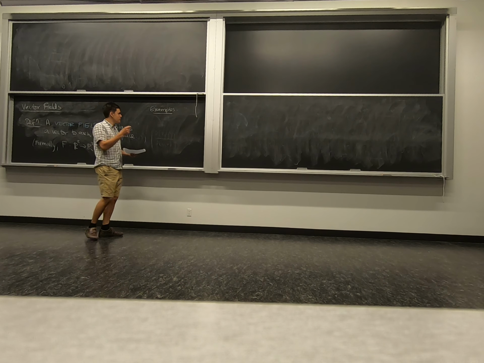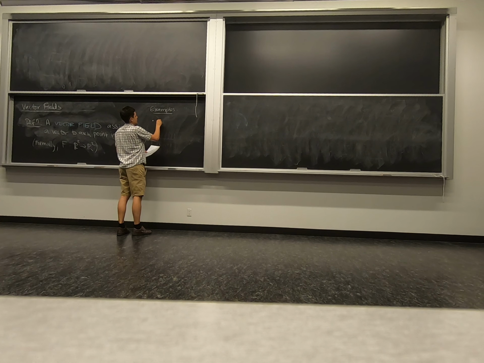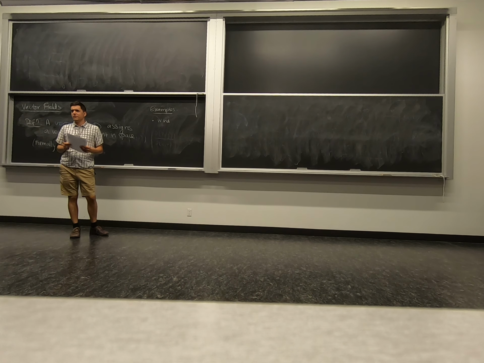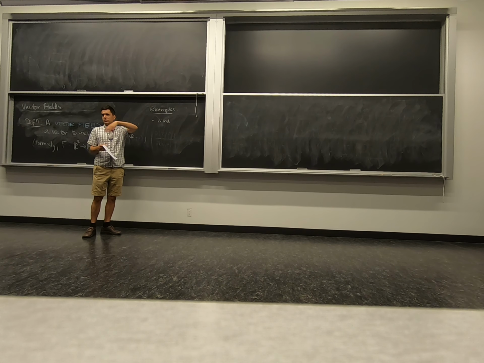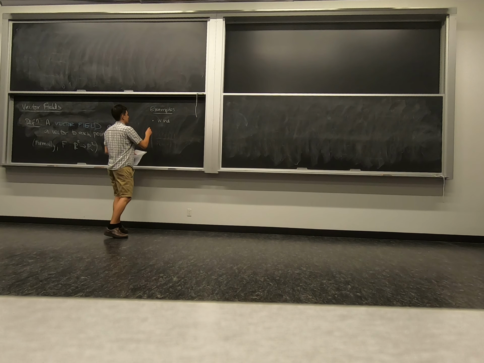Some down-to-earth examples would be like the wind is a force field, right? At each point in space, there's a certain amount of push coming from the wind, and that has a direction, right? So when you see the news, they've got all these swirly arrows. Those are pointing the direction of the wind.